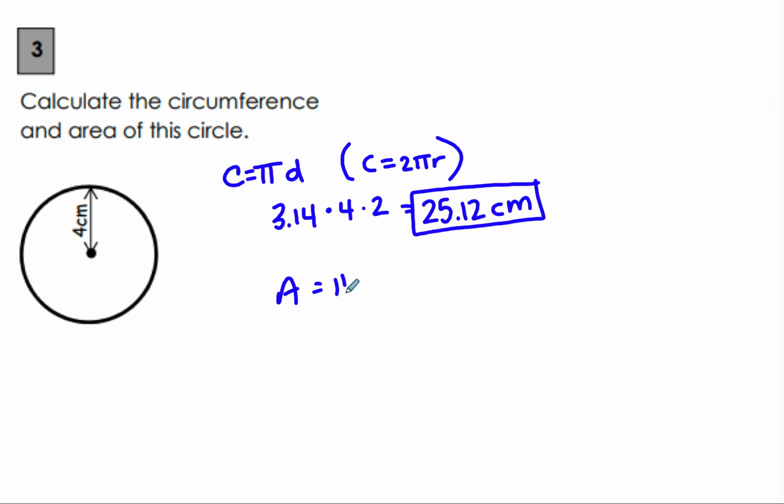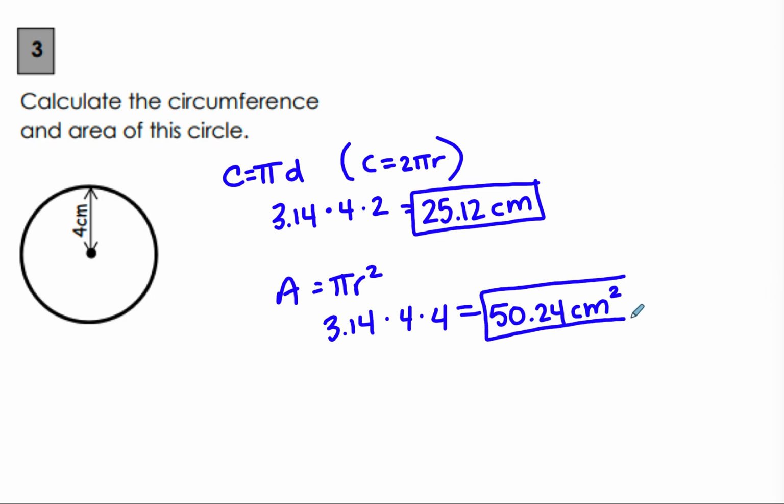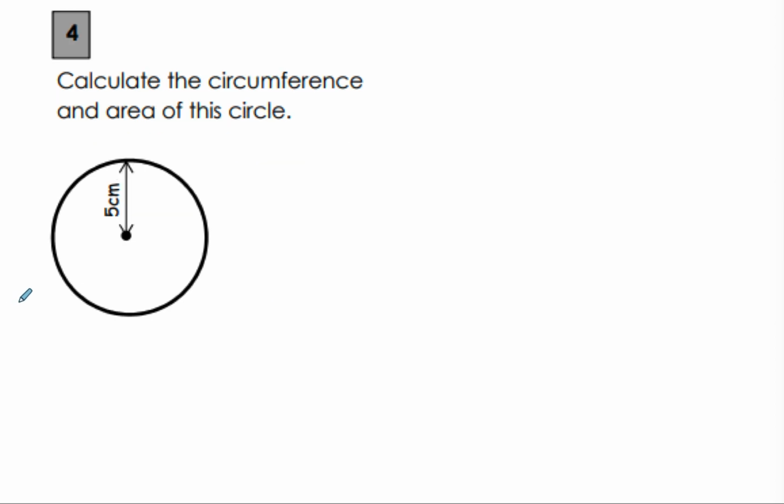Area equals pi times radius squared. So that's 3.14 times 4 times 4. And that's going to be 50 and 24/100 centimeters squared. Okay, go ahead and pause that video again. Try this next one.